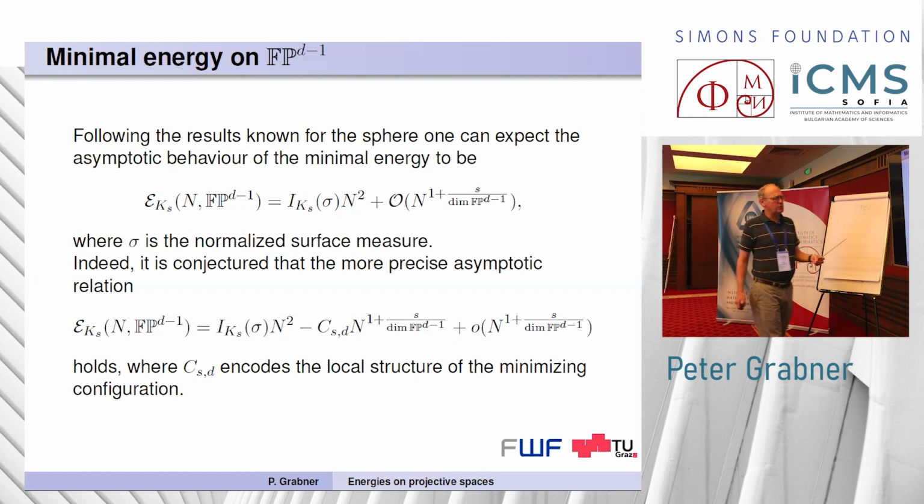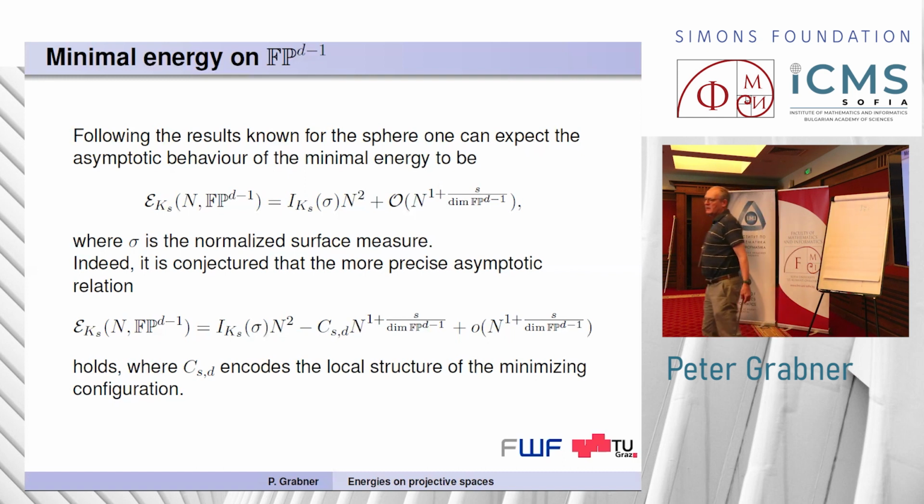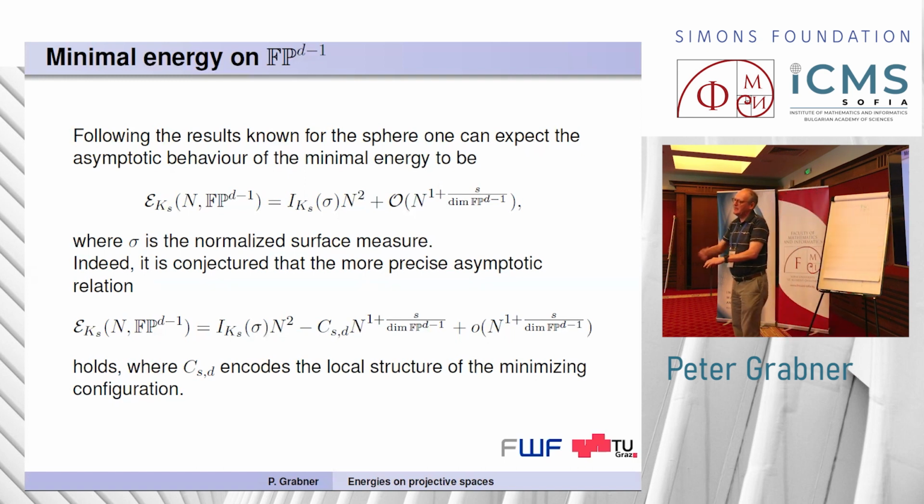And it is also conjectured that this constant here encodes the local structure of the minimizing configuration. So on the sphere of dimension 2, one expects that a structure that locally, or mostly, looks like the hexagonal grid would give the minimizing configuration. Do you deal with s equals 0, like the analog of the log? Yes, this is also included in the paper, but I didn't want to go into that because it's always an extra exceptional case.